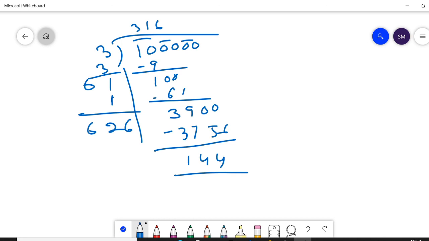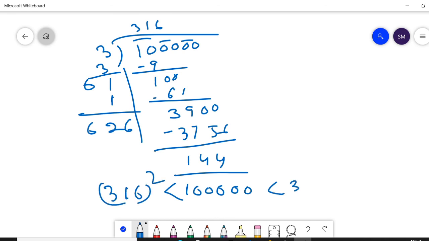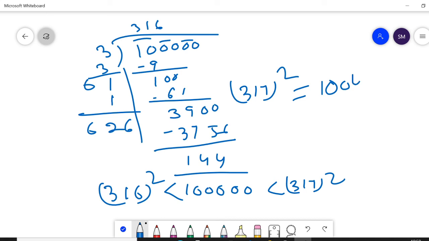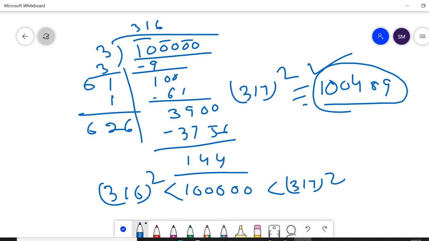Then what will we do? This 6-digit number is between the square of 316 and 317 square. Then find out the square of 317. Then what is the square of 317? This is 100489. This is the least 6-digit number which is a perfect square. Then when we add 489 to this number, we get this. This is the least 6-digit number which is a perfect square.